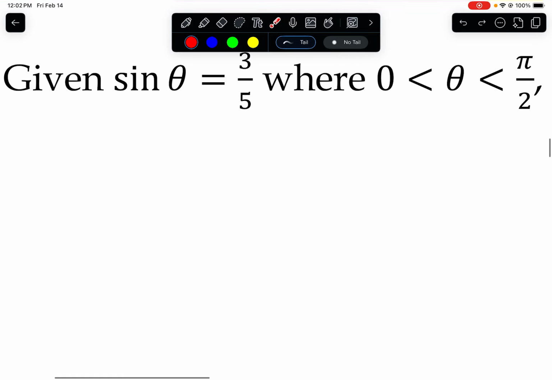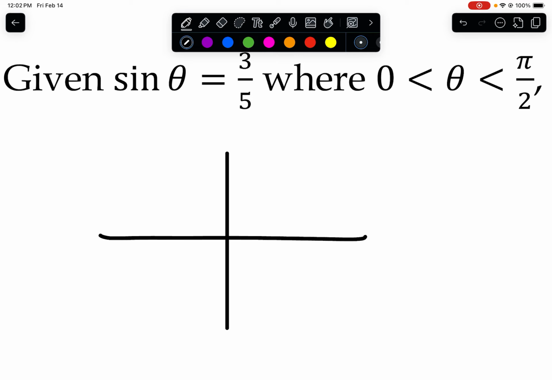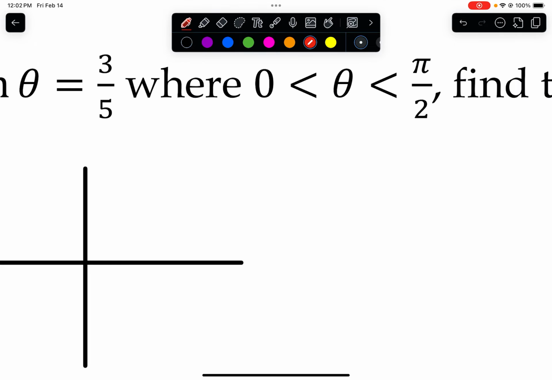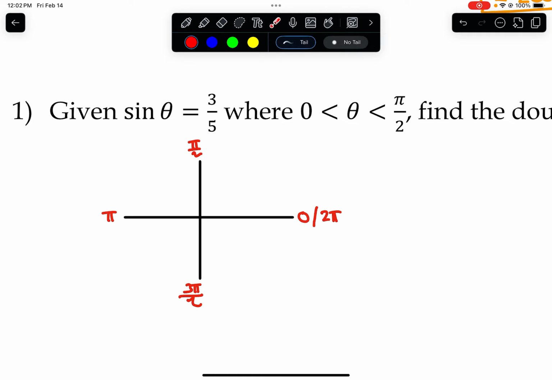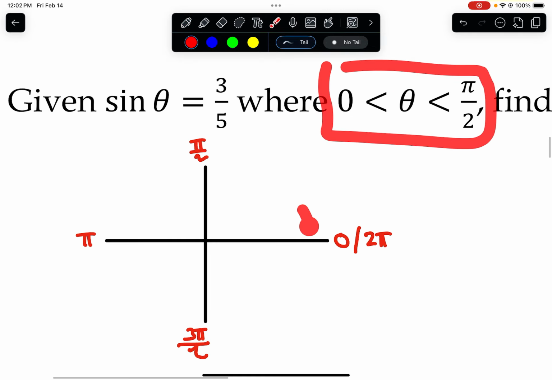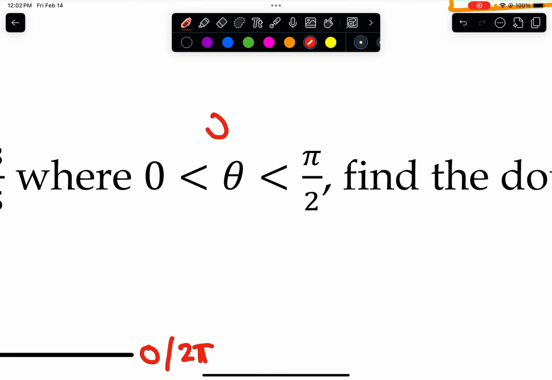To start off, I'm going to draw a little coordinate grid, because these are pretty visual. I would start all of these types of problems off with a coordinate grid. I know from the unit circle, this would be 0, this would be pi over 2, this would be pi, 3 pi over 2, all the way around to 2 pi. So if I want to be between 0 and pi over 2, I need to be between these two values, which is an indicator that I'm working in quadrant 1.